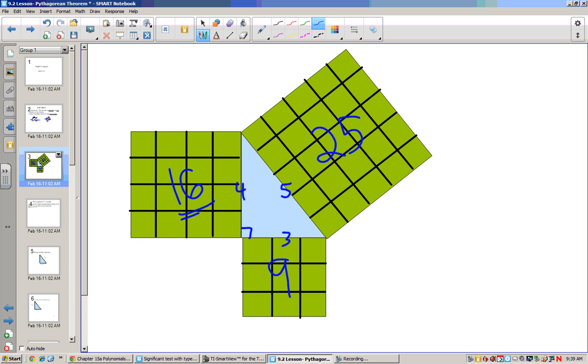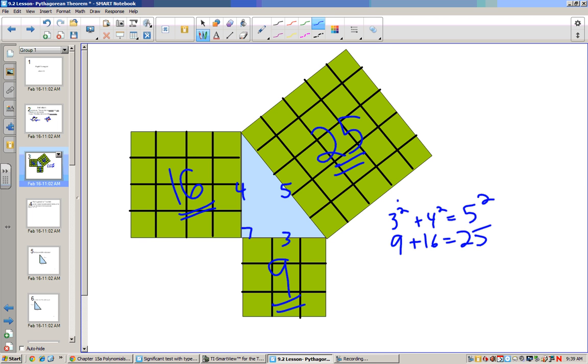Now you have to think about these numbers. What connection do we have between these numbers? Hopefully you're saying 9 plus 16 is equal to 25. And we get 9 because it's 3 squared, 16 is 4 squared, and 25 is 5 squared.